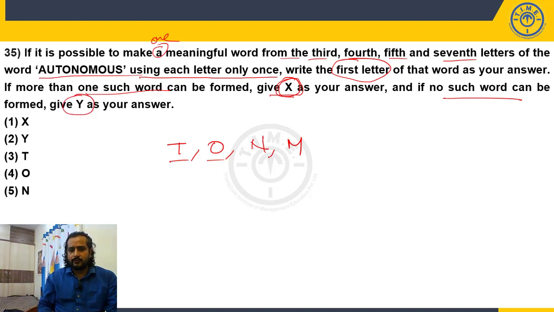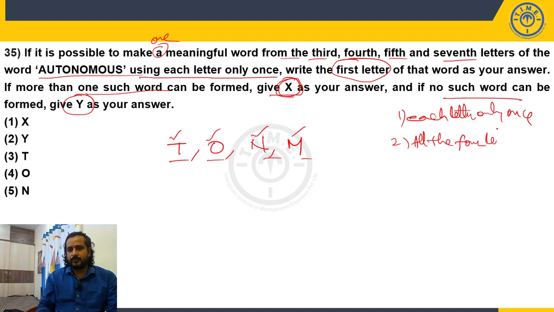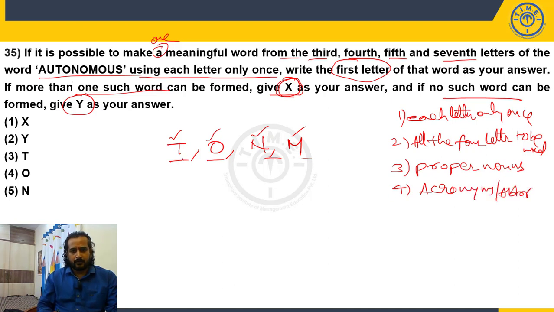Each letter is to be used only once, and all these four letters are to be used. Each letter only once is the first condition, and the second one is that all four letters are to be used. We should not take proper nouns, as you have already learned in your basics, and we should not take acronyms or abbreviations. And it should be a meaningful English word. So these are all the conditions to answer this kind of question.